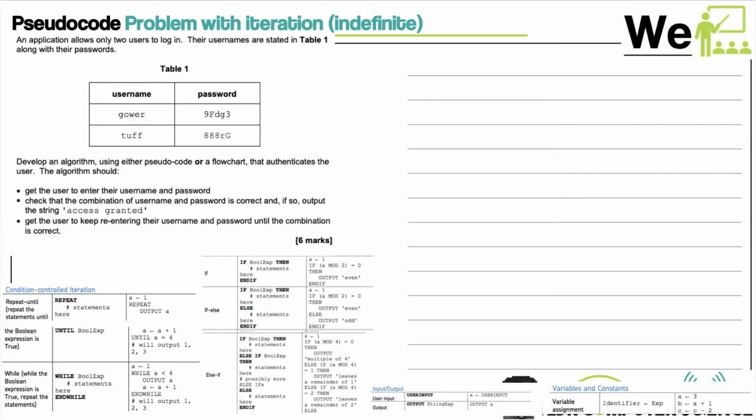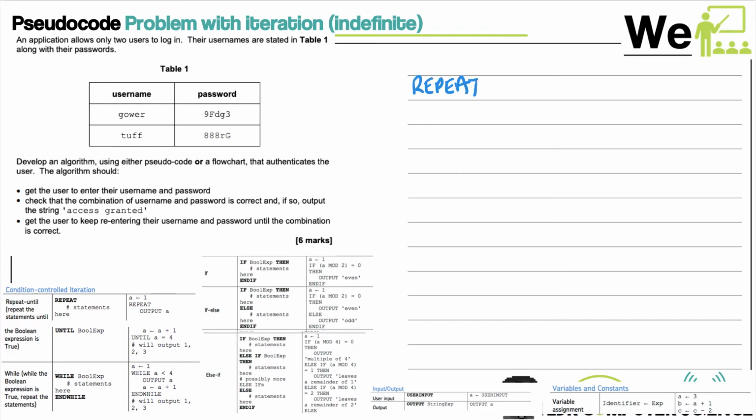The algorithm should, and so they decomposed it for us, that's very kind: get the user to enter their username and password. Check that the combination of username and password is correct, and if so, output the string access granted. Get the user to keep re-entering their username and password until the combination is correct. Okay, so we'd use a for loop when we know how many times somebody would need to do a repetition. In this case, we need to keep repeating the loop until we get the answer, so you can either use while or repeat. In this case, I think I'll repeat the algorithm.